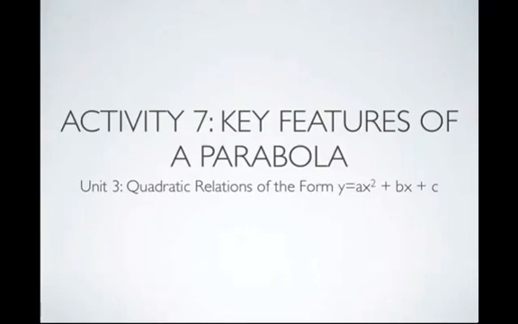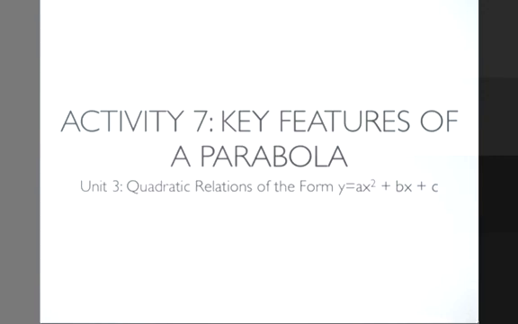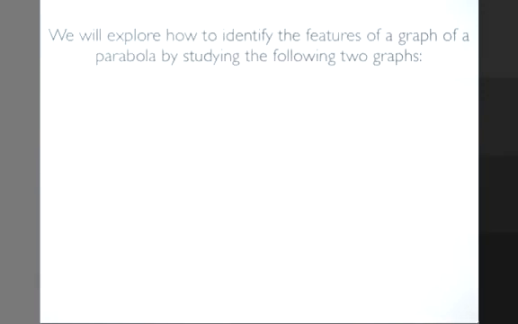Activity 7. Key features of a parabola. This activity is part of Unit 3, quadratic relations of the form y equals ax squared plus bx plus c. In this lesson, we're going to explore how to identify the features of a graph of a parabola by studying the following two graphs.